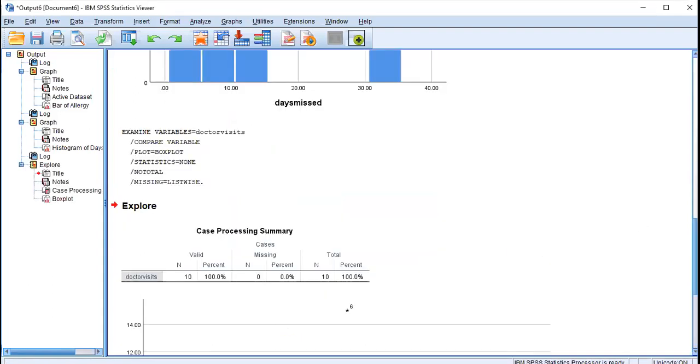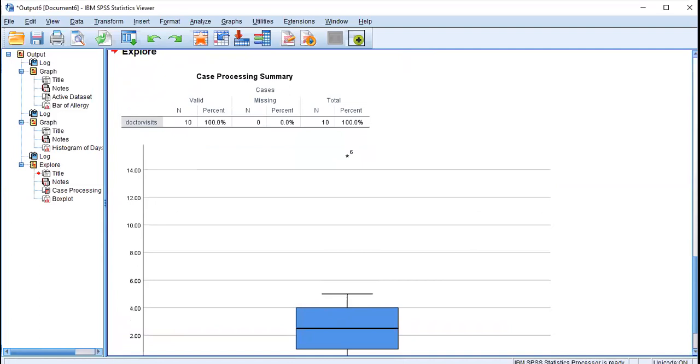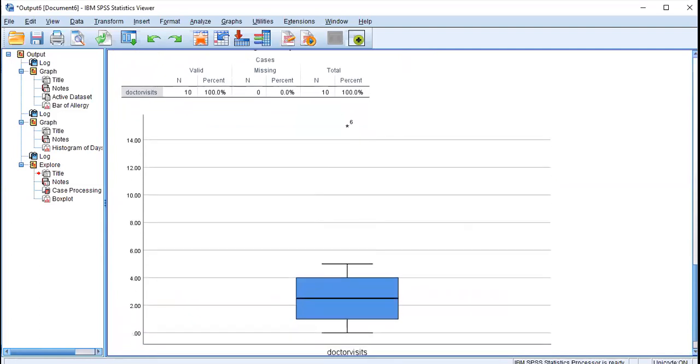You first get the case processing summary, which says how much data has been missing, but everyone has answered this question. All 10 of the respondents have answered this question. Therefore the missing is 0 and valid is 100%.